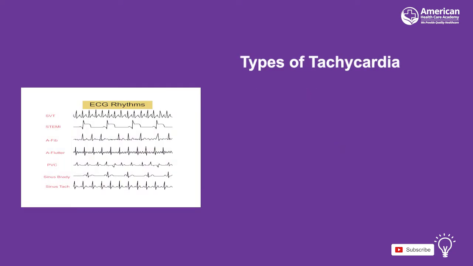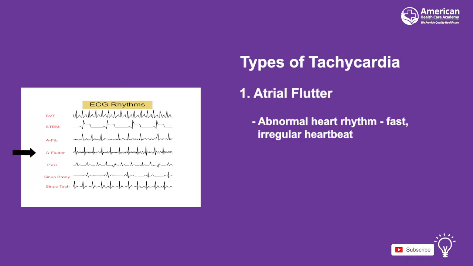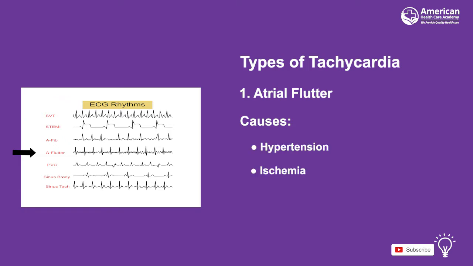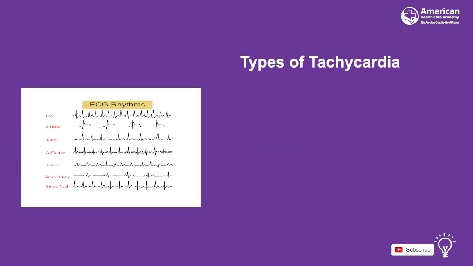There are 5 different types of tachycardia that we will look at. The first type is atrial flutter, which is an abnormal heart rhythm causing a fast, irregular heartbeat. It usually occurs in the atria of the heart, but this type of arrhythmia is uncommon in children. Some causes of atrial flutter include hypertension, ischemia, cardiomyopathy, or an abnormal heart valve.